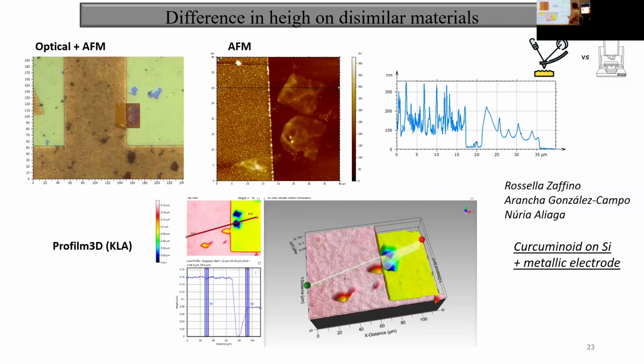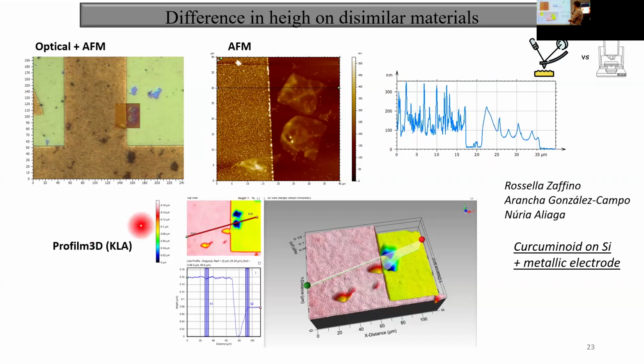So for instance, this is an example from Arantxa, Nuria, and Rosella. They have these curcuminoid materials, these sheets here in silicon, and they have a metal here, I think it's called, but I'm not sure, and also covered by this organic compound. And by AFM, we can correlate the optical microscopy with AFM, measure the height, and so on.